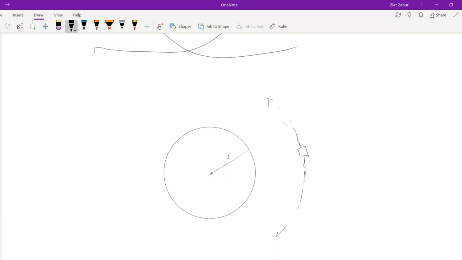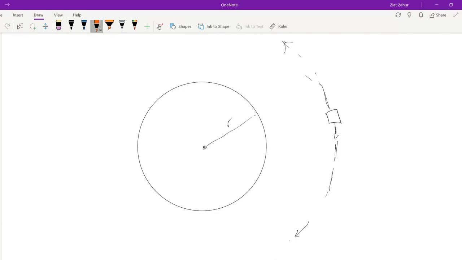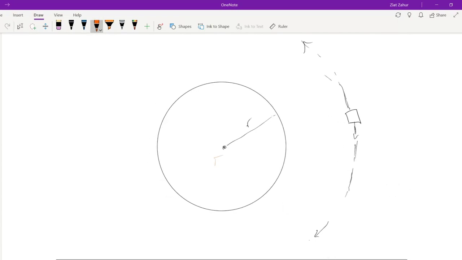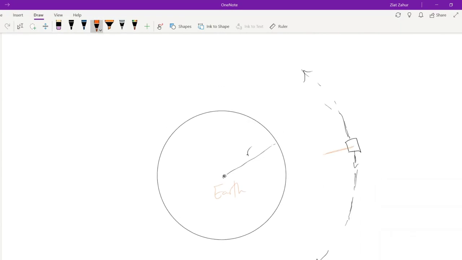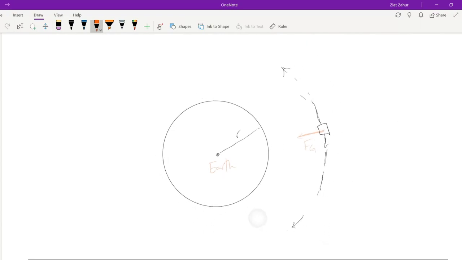Right. So if I did an FPD on an object that is orbiting, here's Earth, satellite here, and let's do an FPD. There's only one force that is pulling us towards the center of the Earth, and that's the force of gravity, big G.